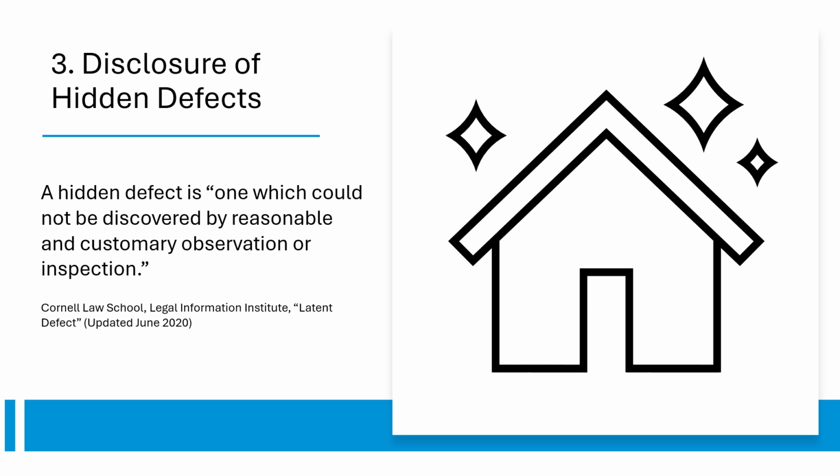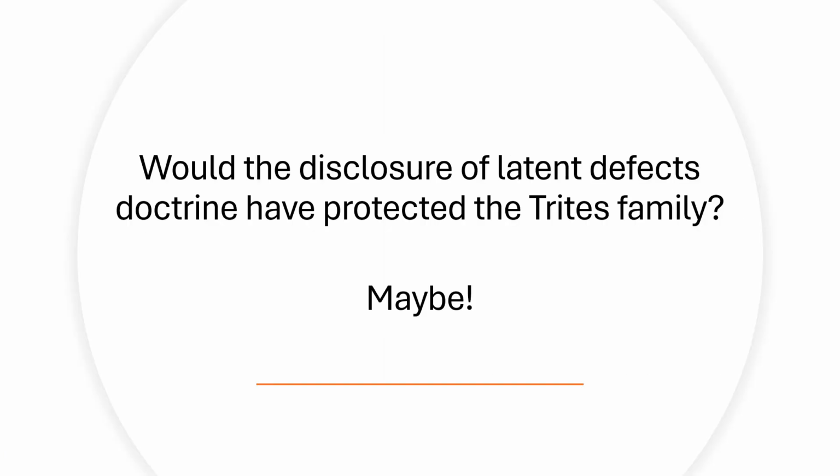The third doctrine requires the disclosure of hidden defects. A hidden defect is one which could not be discovered by reasonable and customary observation or inspection. This puts the added burden on the plaintiffs to prove an additional element, namely that the defect could not have been discovered by a reasonable and customary inspection. With invasive knotweed, this doctrine raises all sorts of questions as to how much protection it affords the buyer.